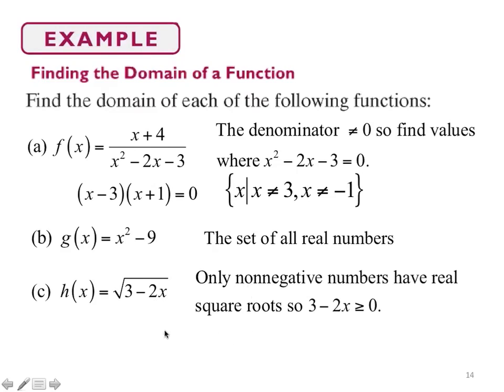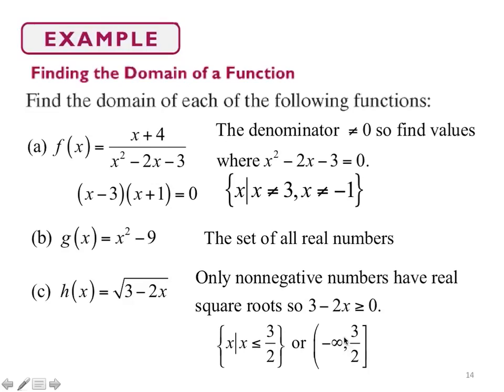So we need to set 3 minus 2x, because that's what's under our square root, greater than or equal to 0, and then solve it. We're looking for non-negative numbers, because those are the ones that will have real square roots. If we solve this using some of the previous techniques, we end up with x less than or equal to 3/2, or we can write it as -infinity to 3/2 with a bracket.